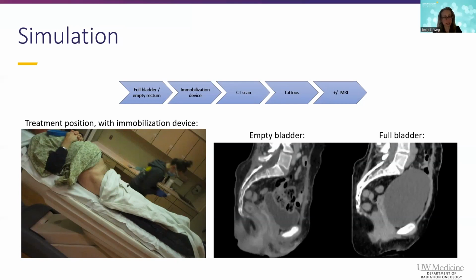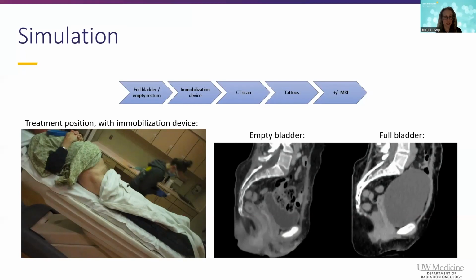And then we get a CT scan, and then we give the patient 3 tiny little tattoos. They're like little dots or freckles, but they are permanent. And those are also used to help triangulate and make sure that the patient is lying in the exact right position every day for treatment.